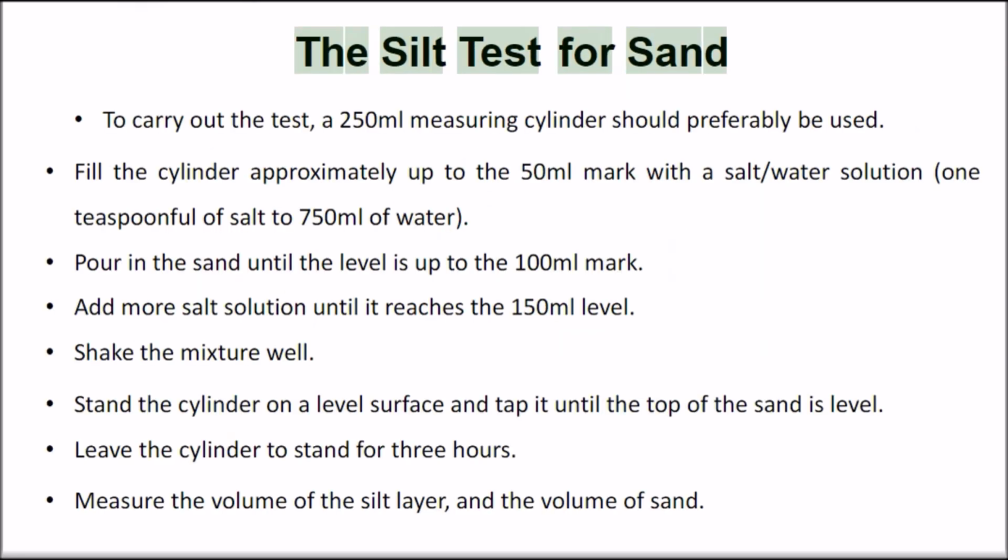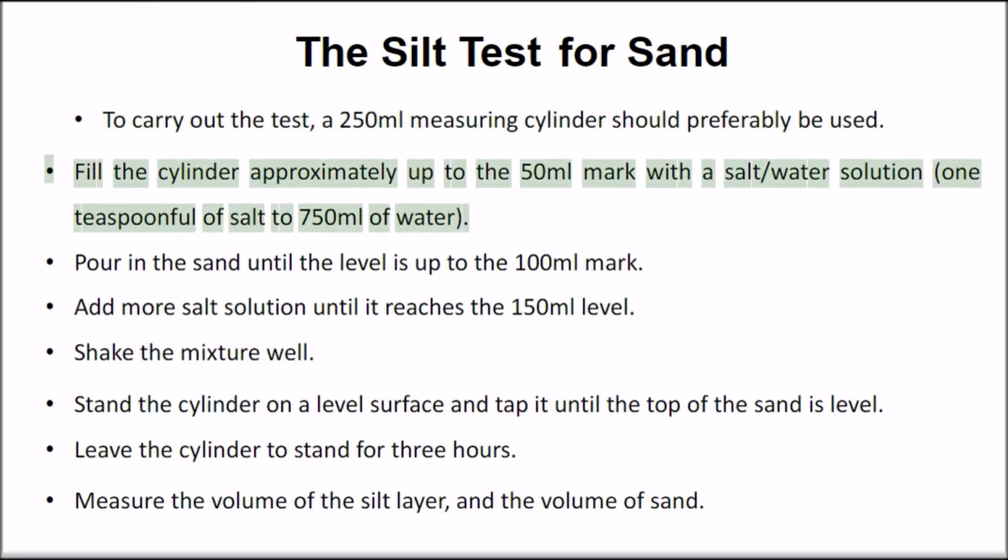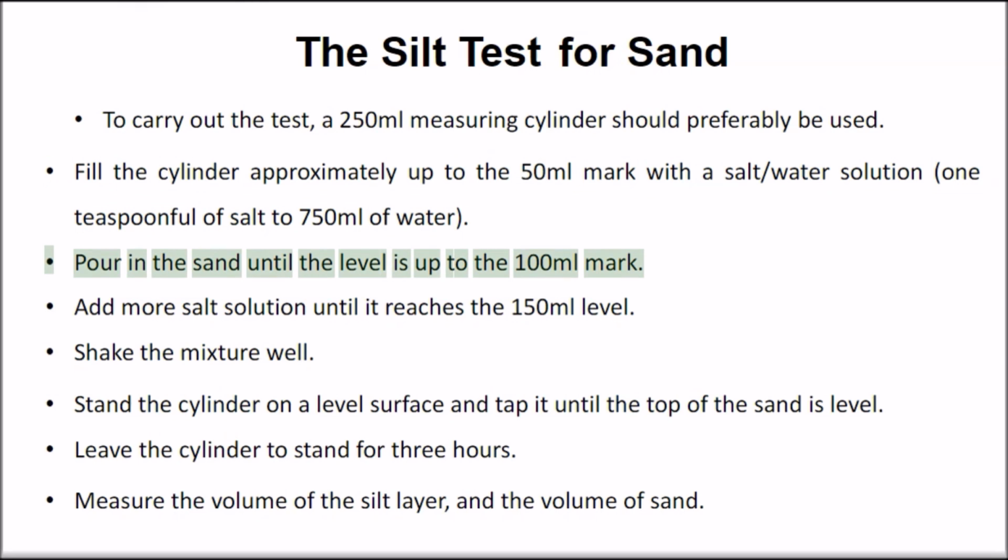The silt test for sand. To carry out the test, a 250 ml measuring cylinder should preferably be used. Fill the cylinder approximately up to the 50 ml mark with a salt water solution, one teaspoonful of salt to 750 ml of water. Add sand up to the 100 ml mark. Add more salt solution until it reaches the 150 ml level.